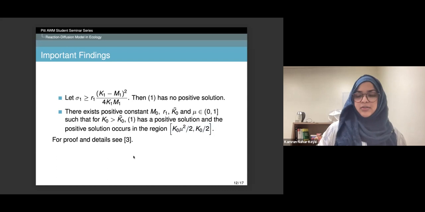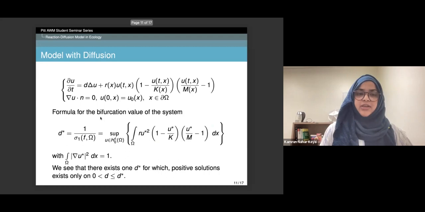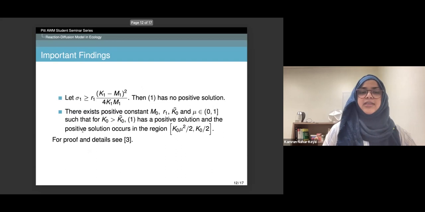So this is the first example I'm showing. This is basically to show how the bifurcation value works, and this first theorem says that we don't have a solution and it goes to extinction when sigma one is greater than or equal to these values.